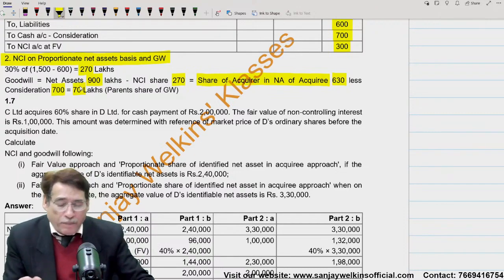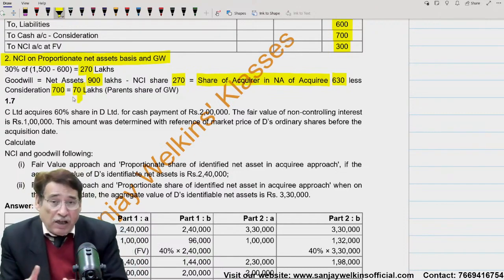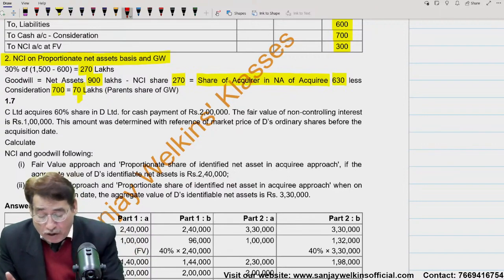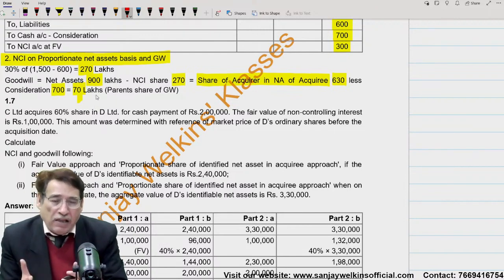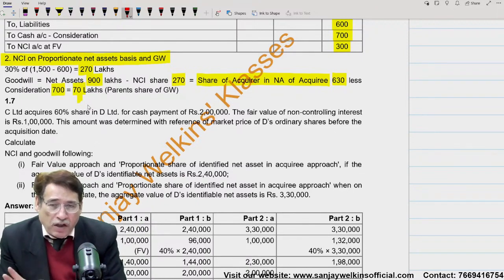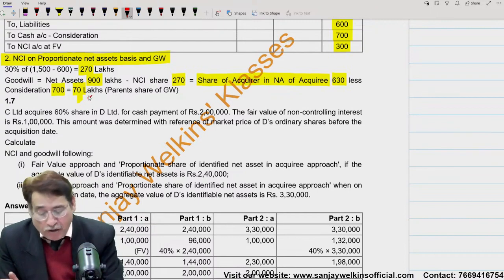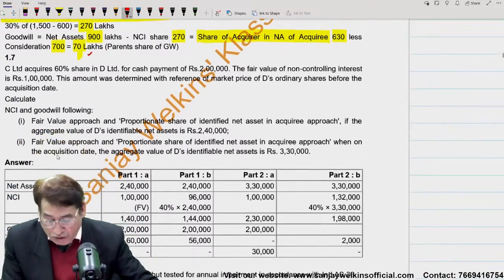Now quickly tell me, this goodwill ultimately I am going to reflect in the consolidated financial statement. By what name is it known? Of course, I will write goodwill, but what else? I told you earlier, this 70 lakh which will appear in the consolidated financial statement, what will you call it? Will you call it the full value of the goodwill or the partial value of the goodwill? It will be the partial value of the goodwill, correct? Just for your knowledge.